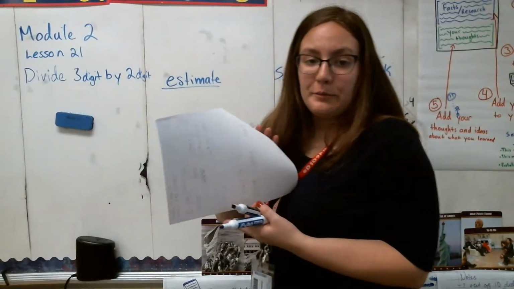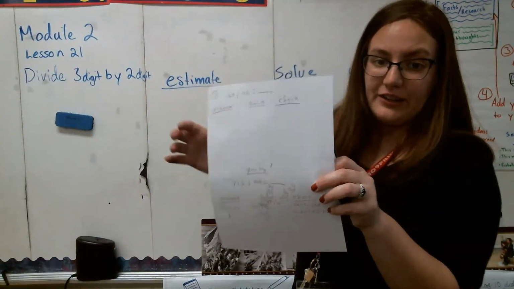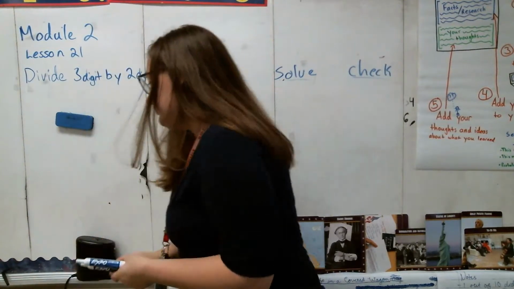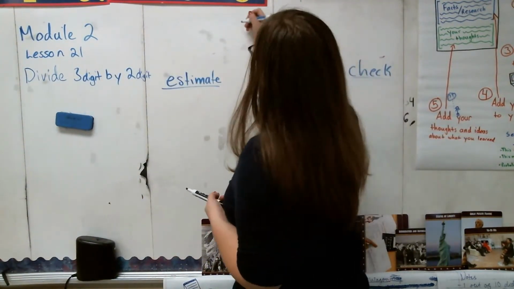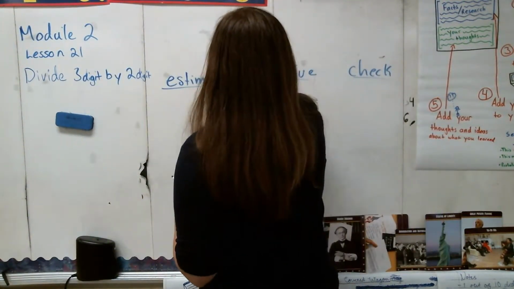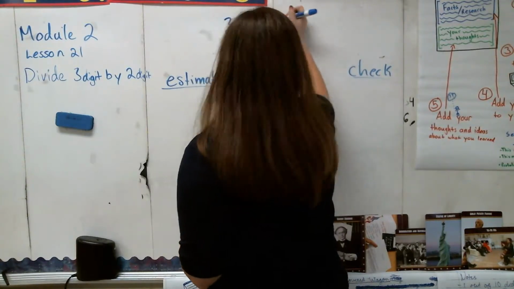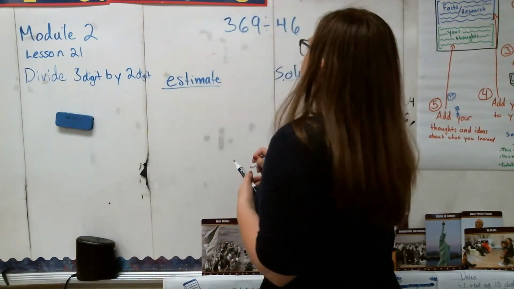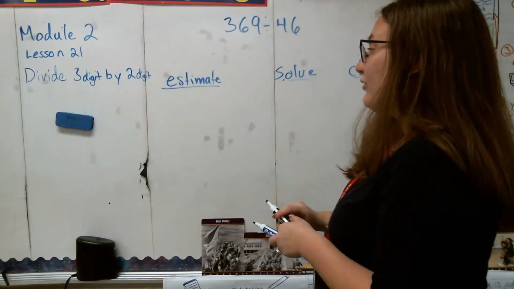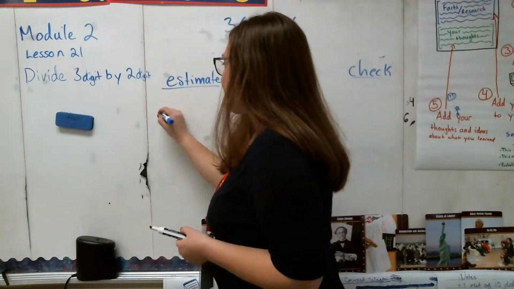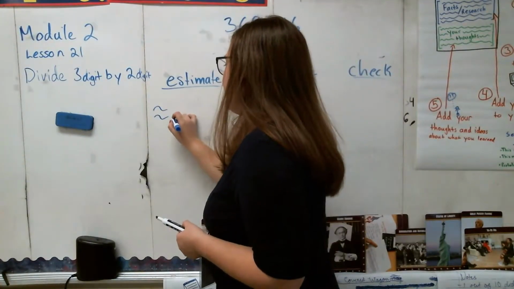So now we're on the back of our worksheet. We're working on this problem up here. And we are solving for 369 divided by 46. And over here I'm going to start my estimates. So I'm going to write my little squiggles.